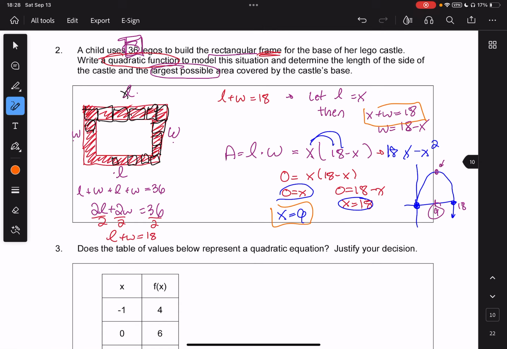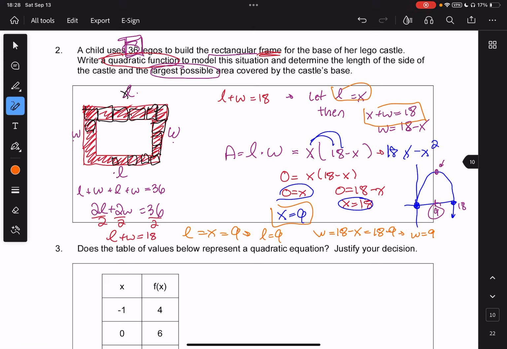So now that we found that x is equal to 9, we're just going to plug it back into our equation. So we said we're going to let L equal x. If x is equal to 9, then our L equals 9. Then we're going to do our x plus w is 18, or our w is equal to 18 minus x, which means our w is equal to 18 minus 9, or our w equals 9.